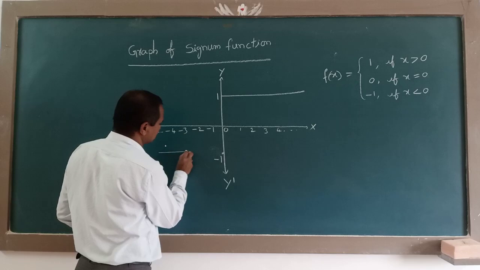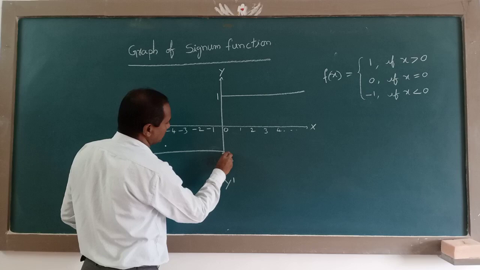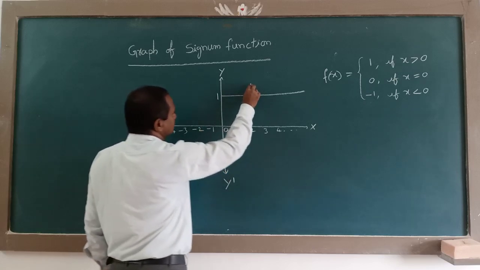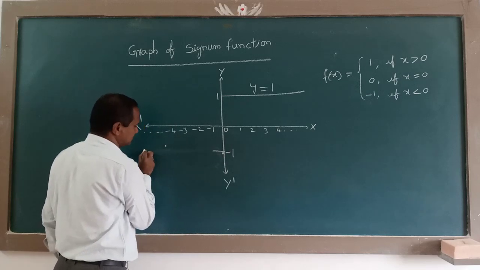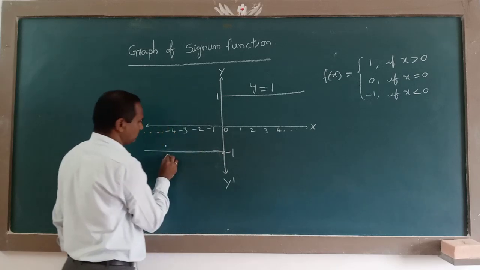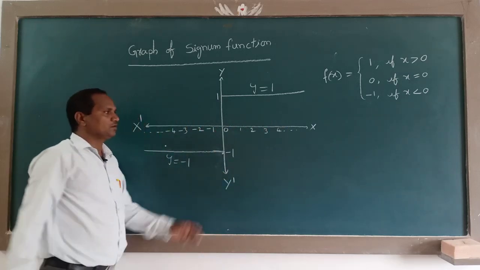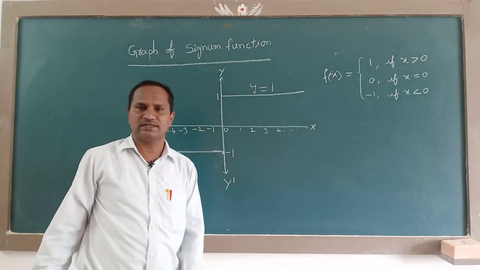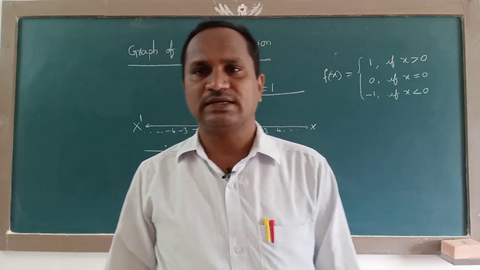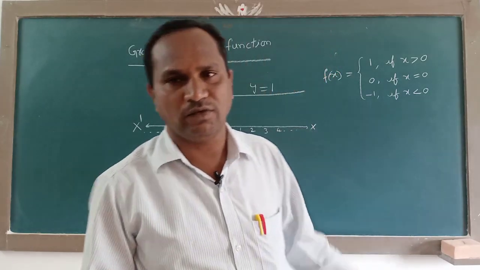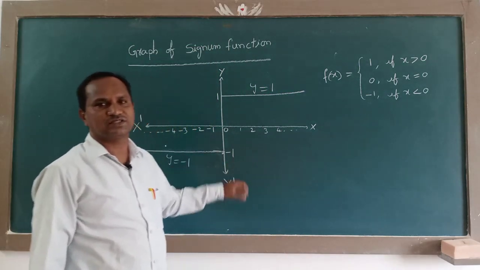These are the function values. Otherwise, you can write here also, no problem: y is equal to 1, y is equal to minus 1, and y is equal to 0. Y is equal to 0 always represents the x-axis. Any point on the x-axis has y coordinate equal to 0. So here y is equal to 0 represents the x-axis. This is the graph of the signum function.